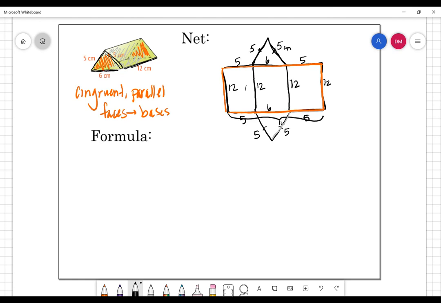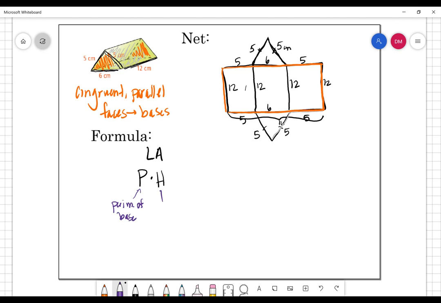Okay, so what we've done here to find lateral area, LA, is we take the perimeter of the base and we multiply it by the height of the figure. So just like I did on the last slide, I used a capital P here to represent perimeter of the base.